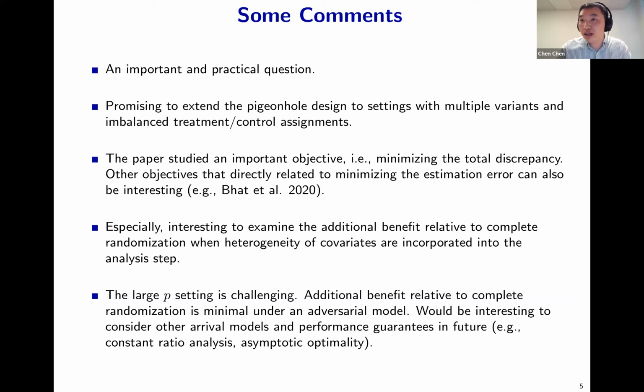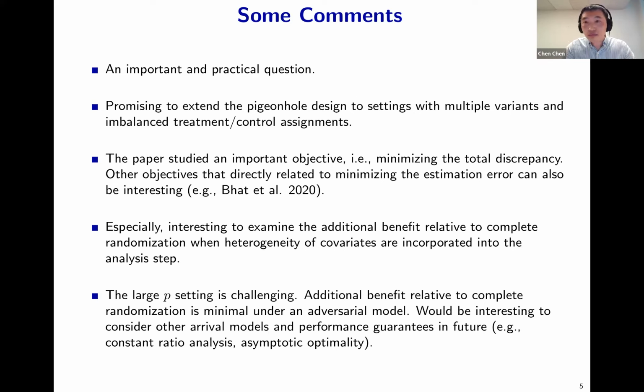So I personally think there are a lot of things to do in this part, because sometimes people also incorporate the heterogeneity of covariate information in the analysis step. And in this case, I think it is very interesting to think about, once we incorporate the covariate information into the analysis step, whether there is still much benefit beyond complete randomization. And I don't know the answer, but personally, I'm very curious about it. Okay. And finally, the paper considers the large p setting, and p is the dimension of the covariate information.